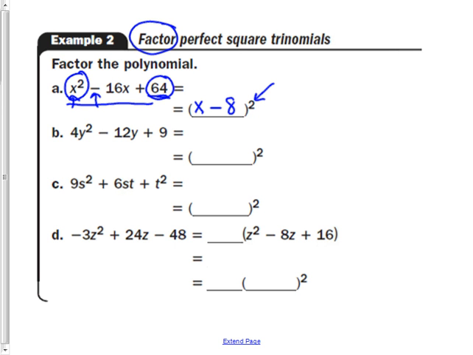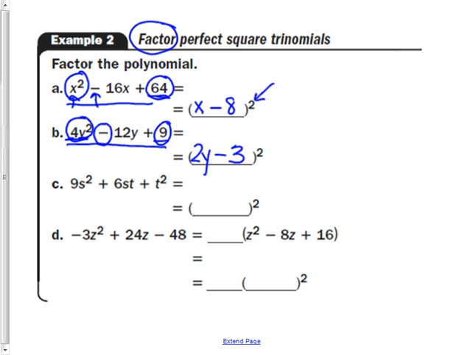Taking a look at B, this is a perfect square. Both 4y squared and 9 are perfect squares. This one also has a subtraction sign or a negative sign there, so we know it was a difference. Square root of 4y squared is 2y. Square root of 9 is 3. So this trinomial came from squaring 2y minus 3.